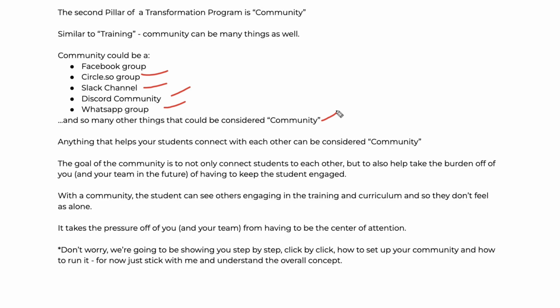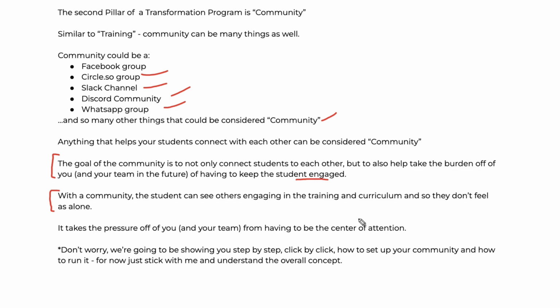Now, not only that, the goal of the community pillar inside of a transformation program is not only to connect students to each other, but it's also there in order to help take off the burden from you and your team, possibly in the future, of having to keep the student engaged. And so it takes that burden off of you and the team of being busy with trying to keep the student engaged inside of the program, okay? So with the community, what happens is that the student can see others engaging in the training and the curriculum, so that way they don't feel as alone, okay?